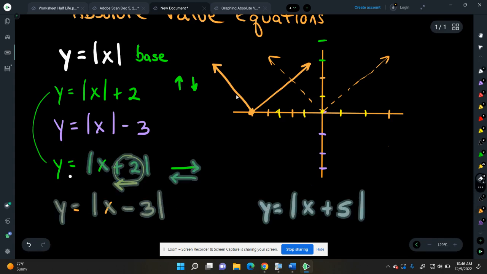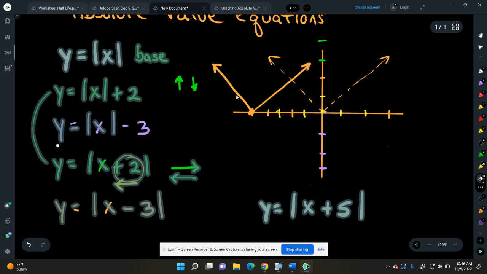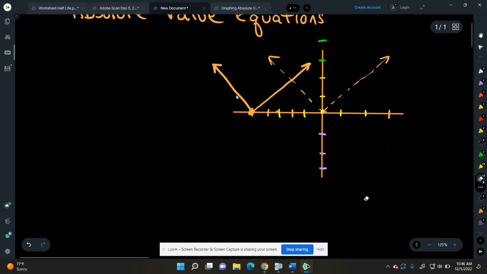Pretty easy, right? Why'd you go left on that? Because left is the opposite of positive 5. When it's inside, we do the opposite. Is this the same thing as the translation? Yes, it is.